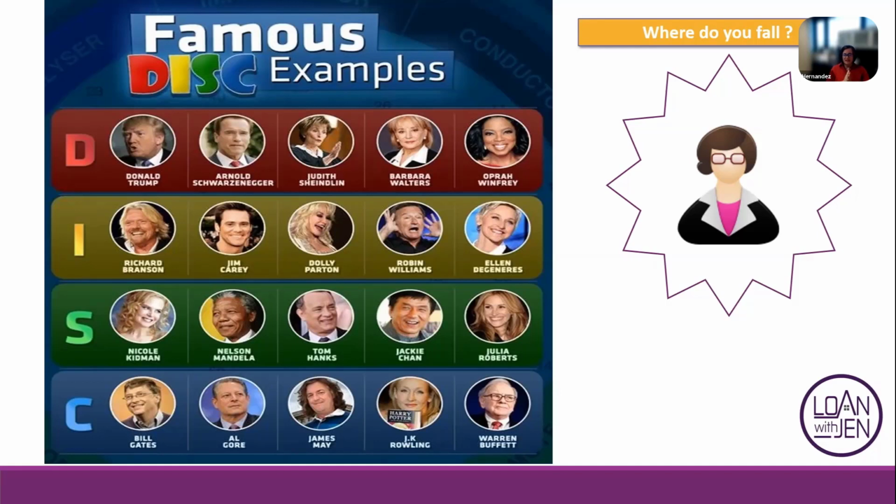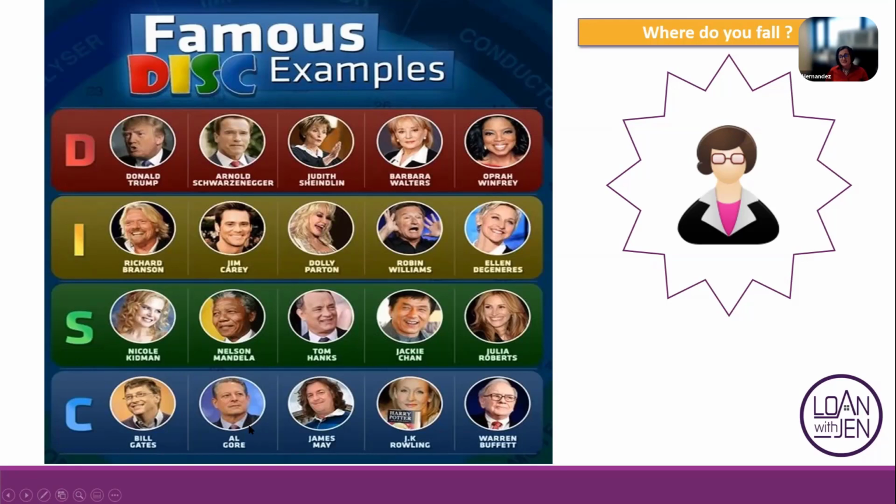Okay. S, they're just very steady, stay the course. They're very loyal people. They don't like change. They're just very like, okay, I'm just going to stay. How can I just avoid conflict? And I'm just going to stay the course. Okay. And this is a very generic definition, but you'll get the point. So Nicole Kidman, Nelson Mandela, Tom Hanks, Jackie Chan, and Julia Roberts.